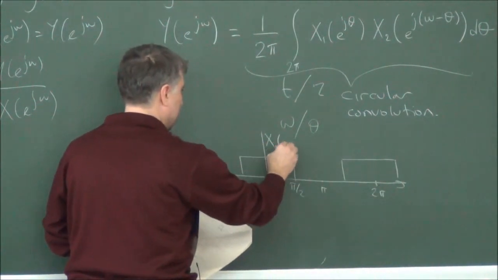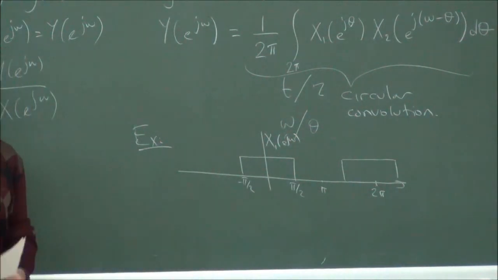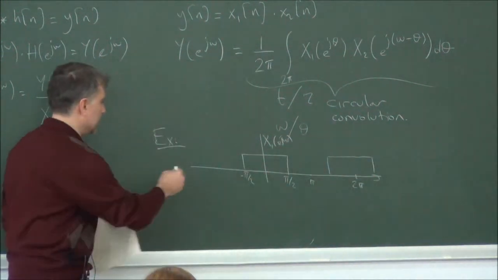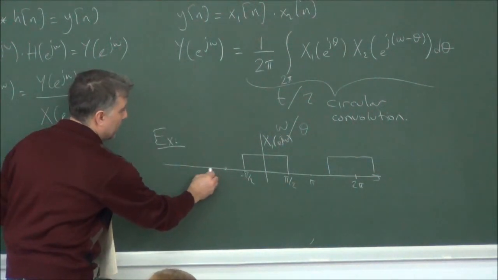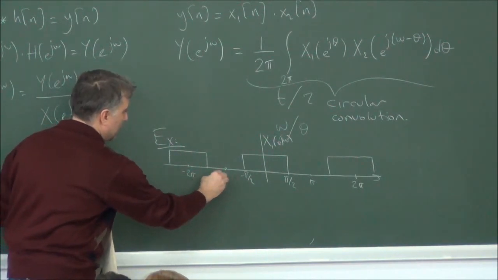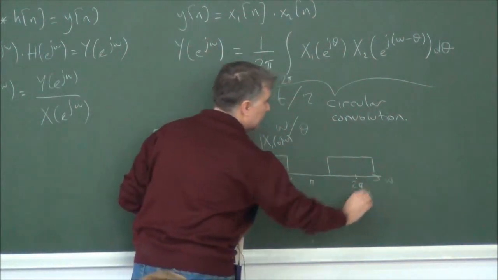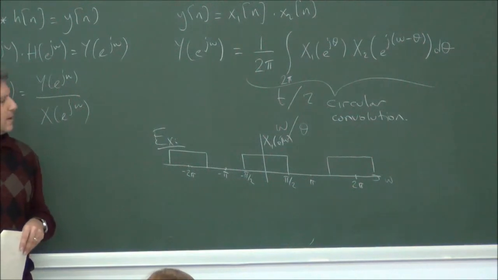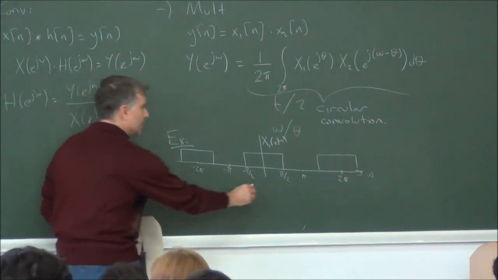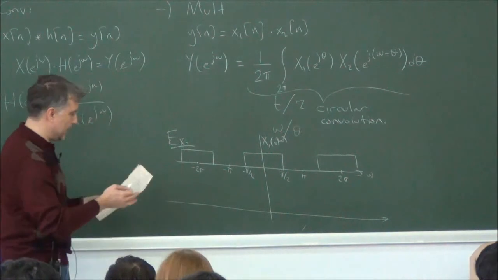So this is x1 of e to the j omega. It is from minus pi over 2 to pi over 2, basically. In the center it is this, and then it is 2 pi periodically replicated everywhere. All right? So this is your first signal, and you need to circularly convolve it with another low-pass filter, but that new low-pass filter is slightly different.